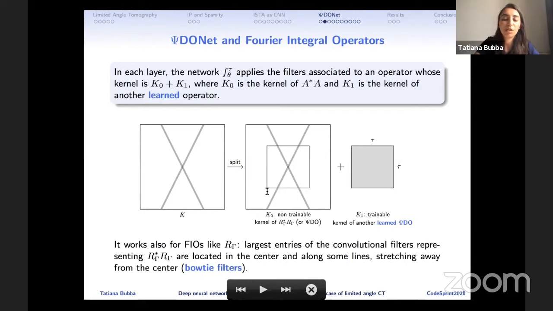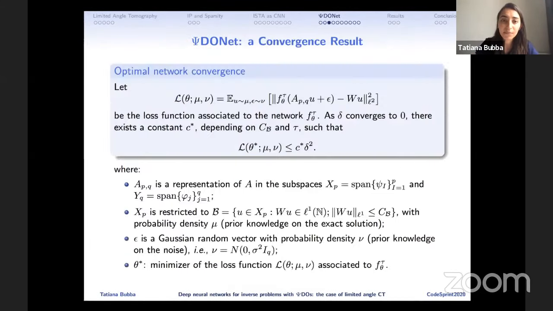And this shape here, these filters here, we call them bow tie filters because they resemble a bit bow ties, especially if this box is small and then you really have a little tiny bow tie. Okay, we can prove convergence for the network.